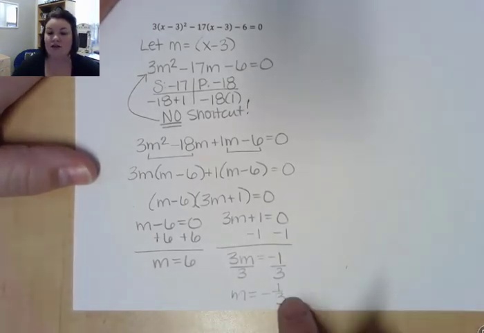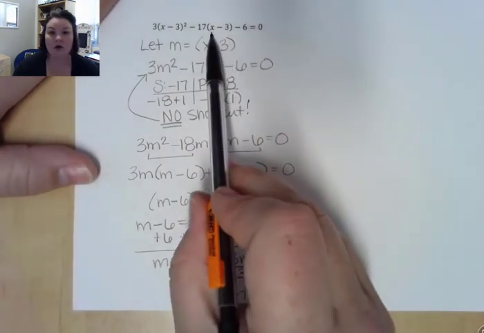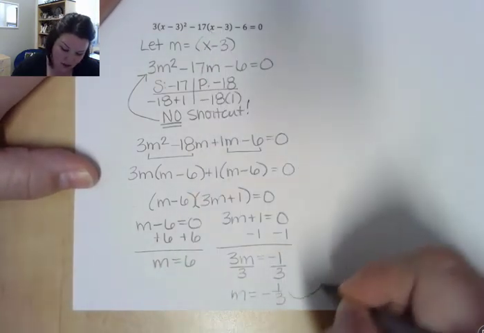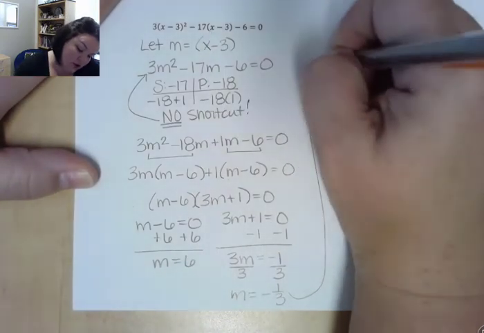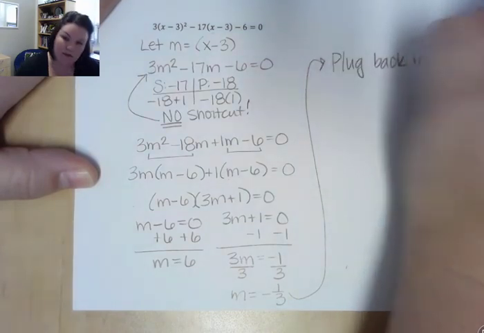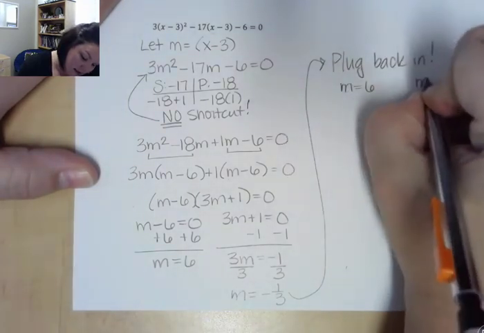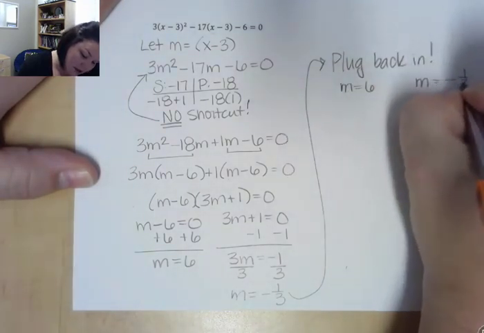So I have my answers. Notice I did not circle them because what I solved for was m, and what I need answers for is x. So now that I know what m is, be sure to plug back in. We must plug back in. So we ended up with m equals 6 and m equals negative 1/3.